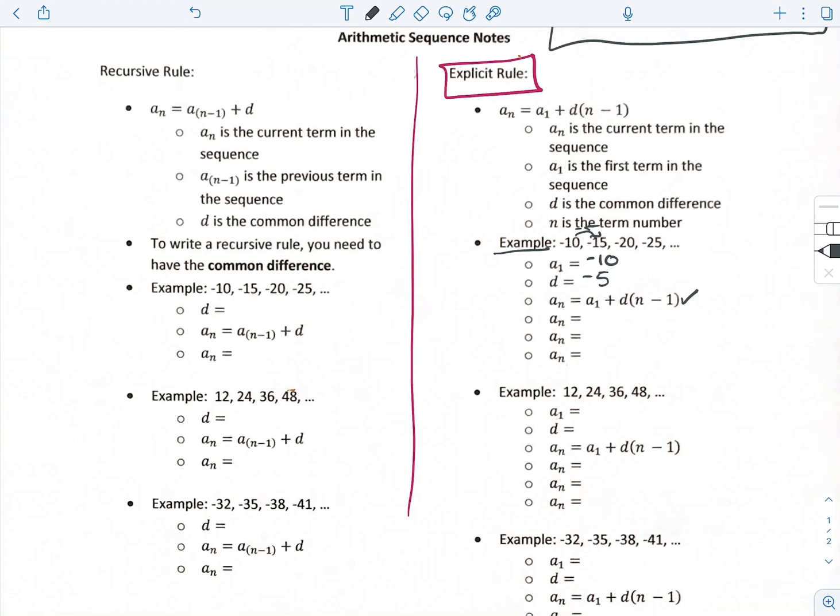Now that we know those two things, we're going to plug it into the given equation. So that's -10 plus -5, however we choose to write it. I like the plus -5. And then times n minus 1. From here, we don't just leave it like this. We like to simplify. So we're going to multiply that -5 inside, and this becomes -10 plus -5n plus 5.